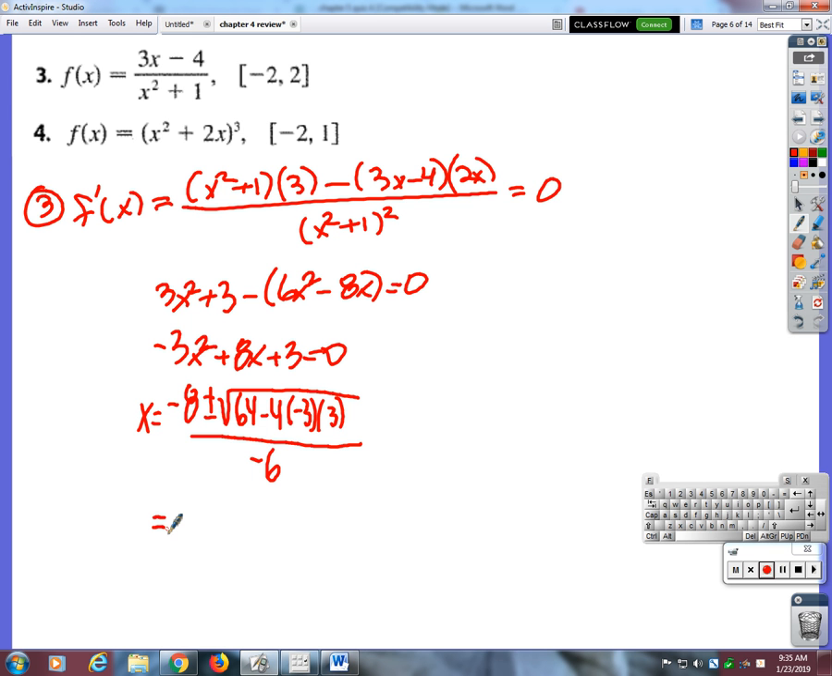All right. So this underneath here all works out to be 100. So that's fun because the square root of 100 is just 10. So negative 8 plus or minus 10 over negative 6 is one answer would be 2 divided by negative 6, which is negative 1/3. The other answer would be negative 18 divided by negative 6 would be positive 3.